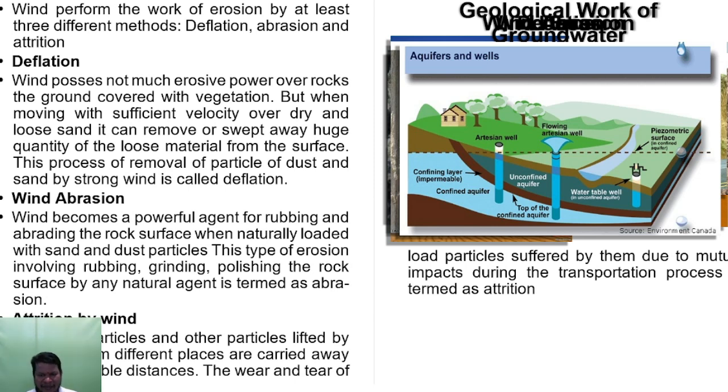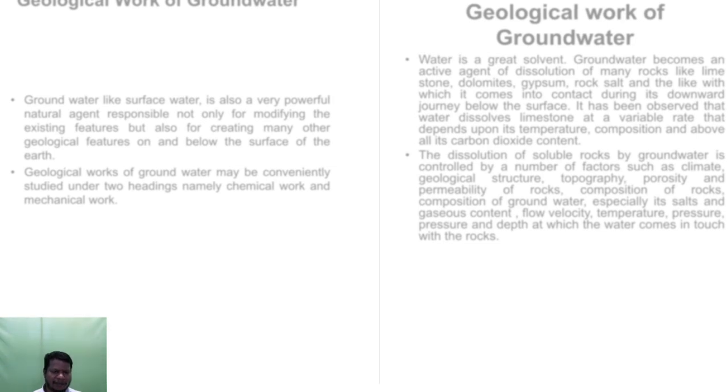This diagram shows the geological work of groundwater. Groundwater, like surface water, is also a powerful natural agent, responsible not only for modifying existing features but also for creating many other geological features on and below the surface of the earth. The geological work of groundwater may be conveniently studied under two headings, namely the chemical work and the mechanical work.